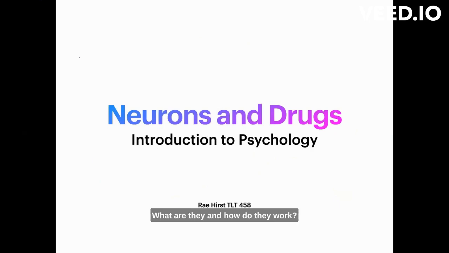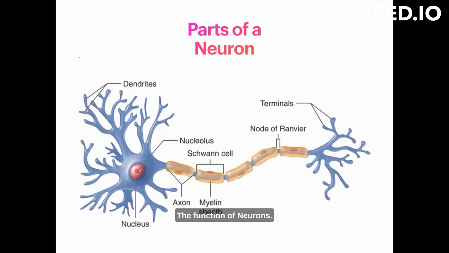Neurons. What are they and how do they work? The function of neurons. Neurons are unique cells designed exclusively to transmit information throughout the body. They possess specific characteristics to make them highly effective at carrying electrical impulses known as action potentials.